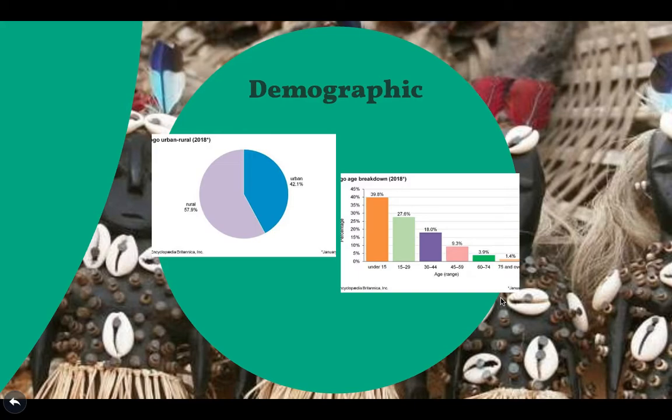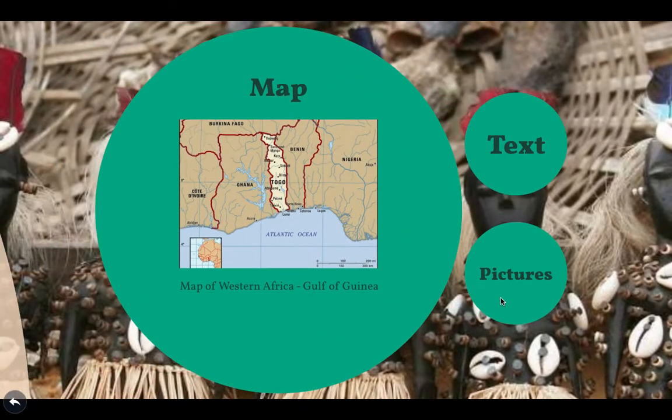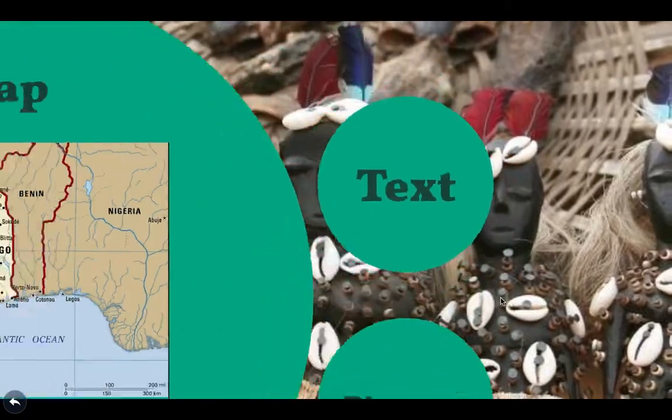The second indicator we look at, which is very significant, is how the population of Togo is divided in terms of their age. And the chart indicates that 95% of the population are under 60 years of age, which makes Togo one of the youngest countries in the world in terms of population age.